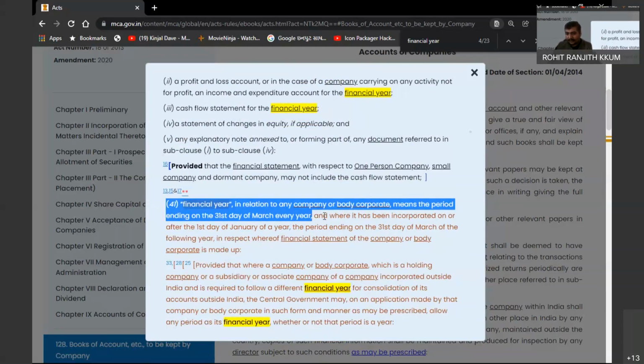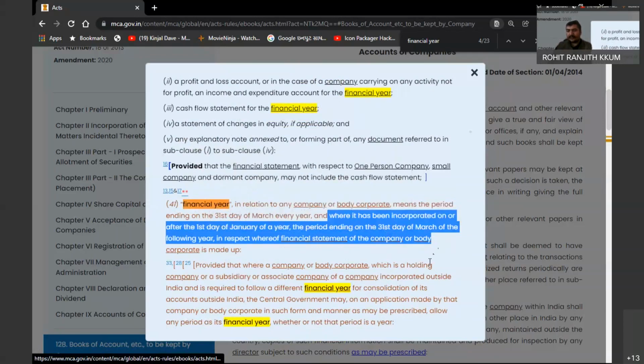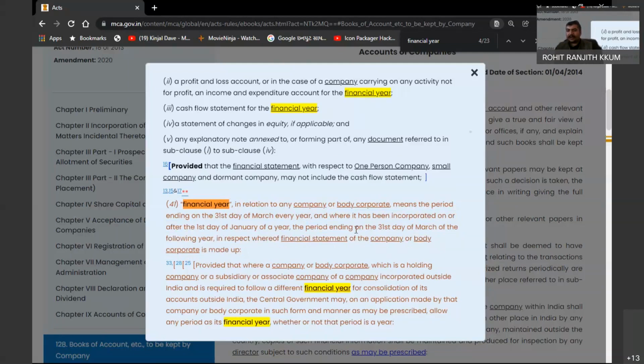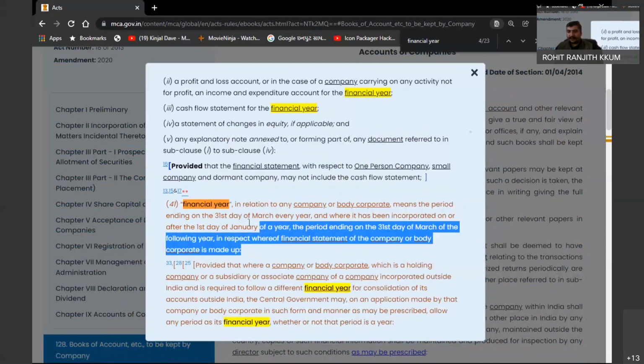Now this language is very, very important. And this is the tricky point. If the question is framed out of this, trust me guys, more than 90% students will fail to answer this if you don't have knowledge of this particular provision. What is written? Where it has been incorporated on or after the first day of January of a year, then the period ending on 31st day of March of the following year, in respect whereof the financial statement of the company or body corporate is made up.